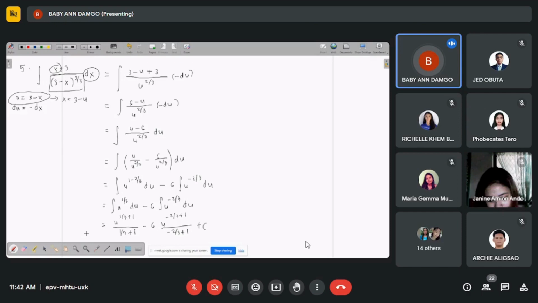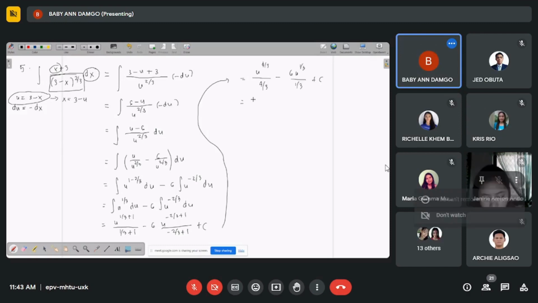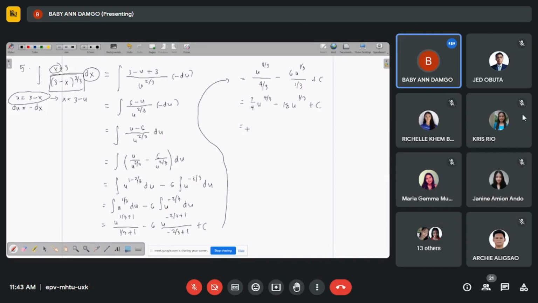Okay, so this is 3/4 u to the power of 4 over 3 minus, so this is 18 u to the power of 1/3 plus c. So substitute the value of our u. We have 3/4 times (3 minus x) to the power of 4 over 3 minus 18 times (3 minus x) to the power of 1/3 plus c. And it's the final answer. Okay, so please go screenshot.